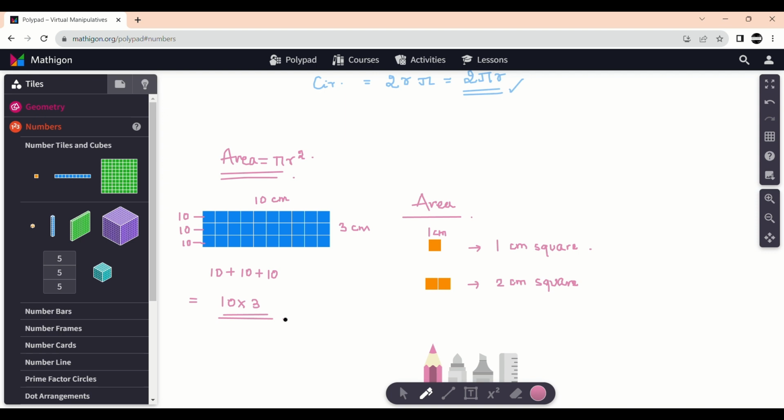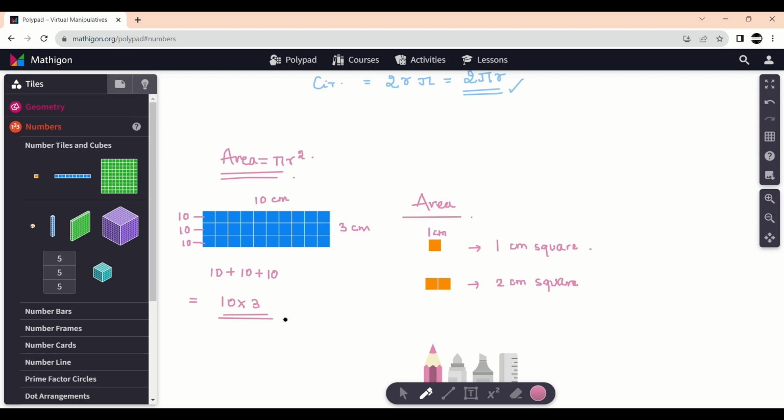Perfect? Okay, let's proceed. So we are comfortable with finding area of a rectangle. Okay, and now we want to find area of a circle. So whenever we do this kind of approach where we move from a straight line to a curvy line, then we try to think, okay, how can we approximate this curvy line to a straight line?